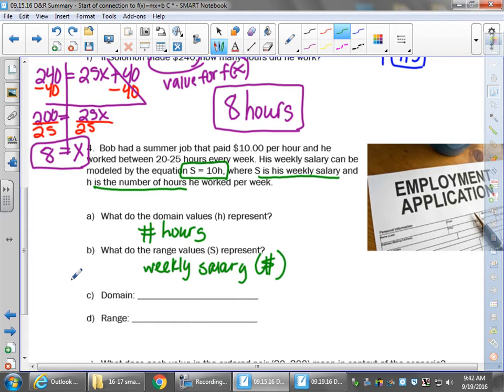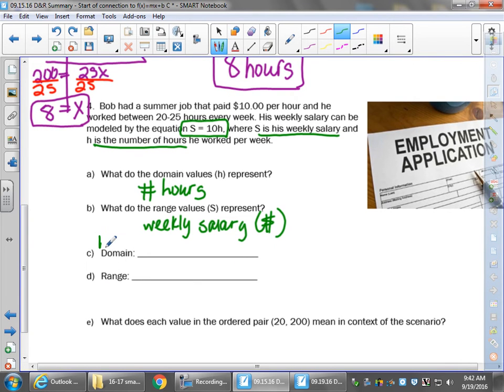Let's check in with each other. Do we agree so far? Fantastic. What does domain represent in this scenario? Hours. So let's write ourselves a little note. Hours. Range? Yeah. Just dollar sign. You want the units, right?